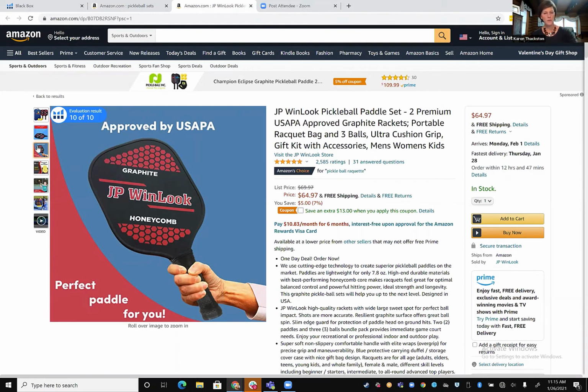Approved by USAPA. They say that, but the logo is not on their paddle. And if you intend to play in tournaments, you have to play with a paddle that's USAPA approved. It makes me nervous that the logo is nowhere on that paddle because it should be. Ooh, Karon, this is some good insider information.